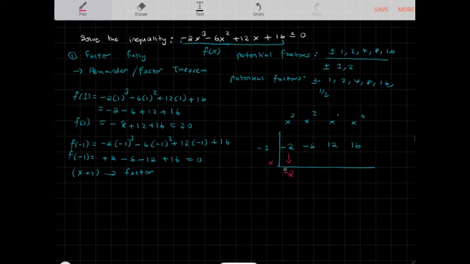You multiply your leading coefficient with your k value, which is the negative 1. So when you multiply these two, you get positive 2. Then you add the coefficients of negative 6 plus 2, which is going to give you negative 4. Then you do negative 1 times negative 4, which is positive 4. Then you do 12 plus 4, which is 16. Then you do negative 1 times 16, which is negative 16. And when you add these two together, you get 0.